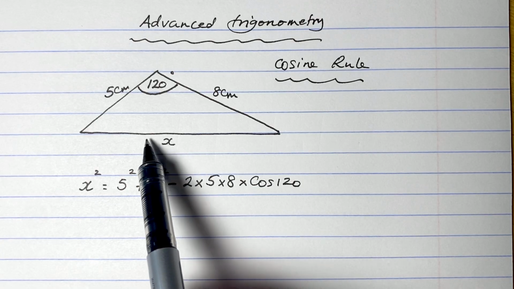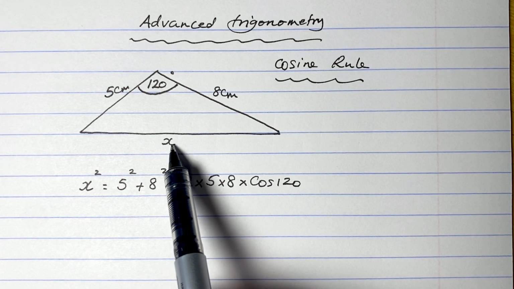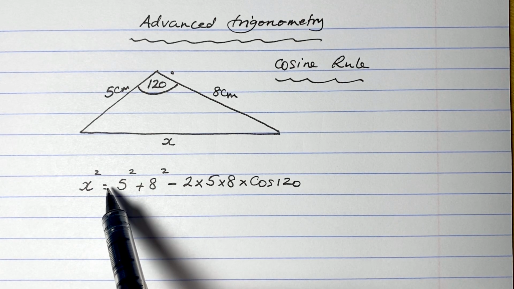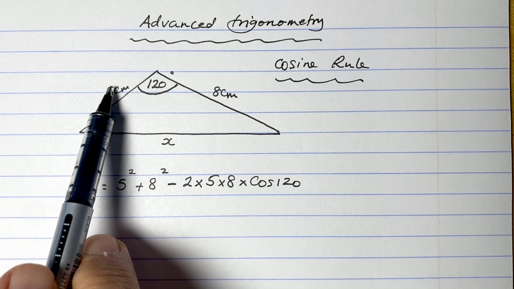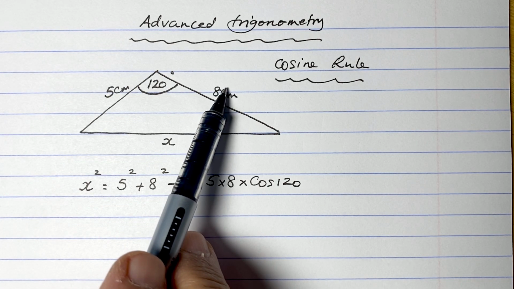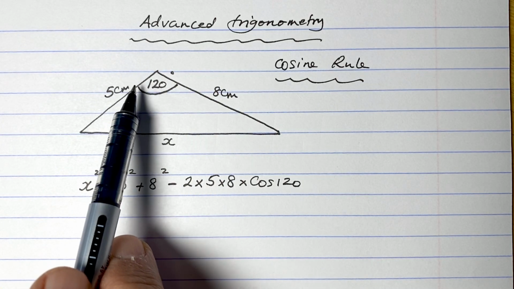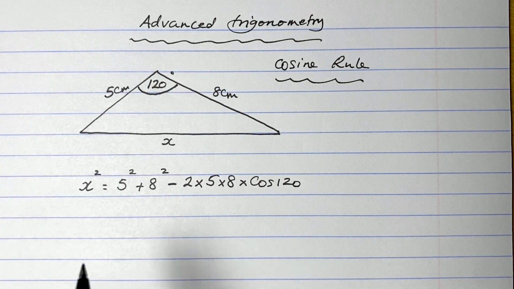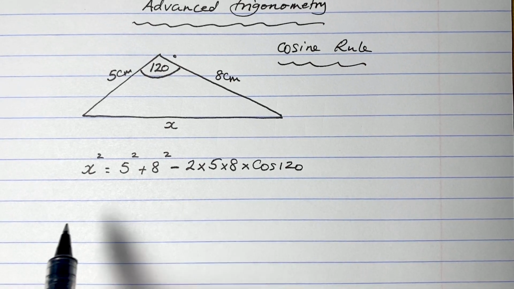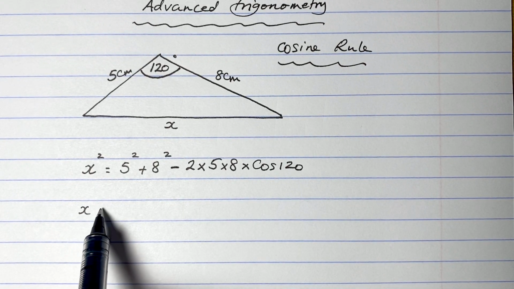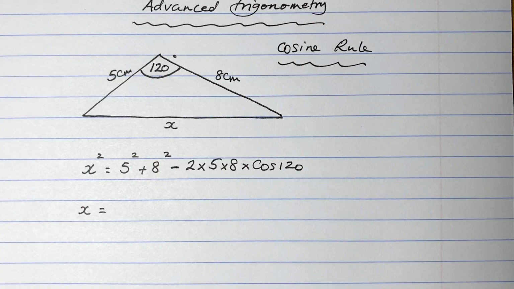Again, I repeat, you want to find the value of x. So x squared equals 5 squared plus 8 squared minus 2 times 5 times 8 times the cos of the angle between 5 and 8. The question is really finished. All you have to do, enter that in the calculator and take the square root.